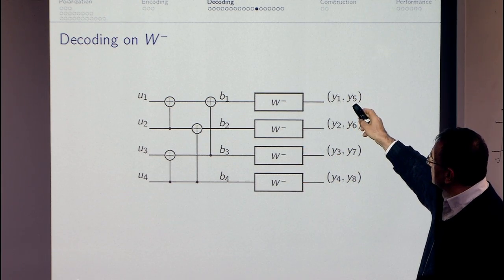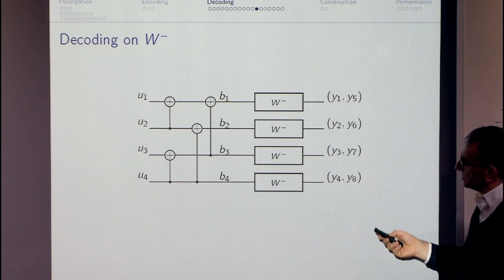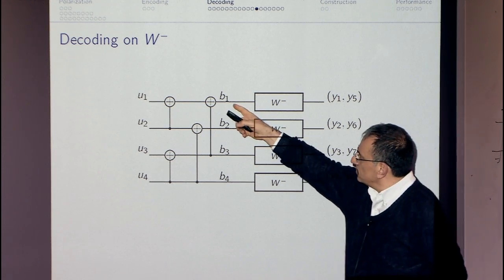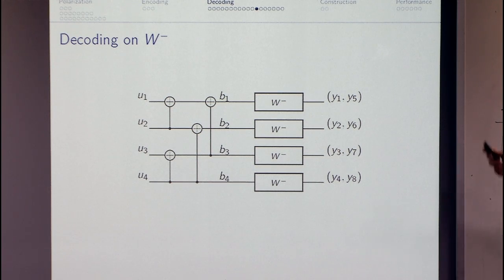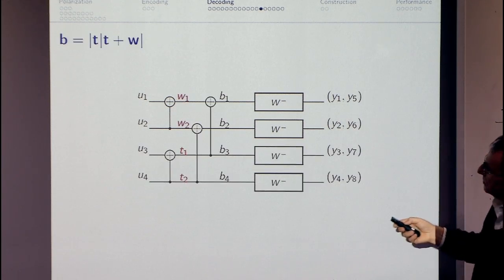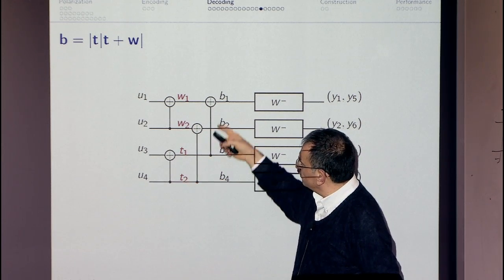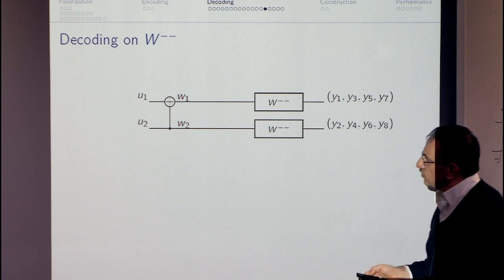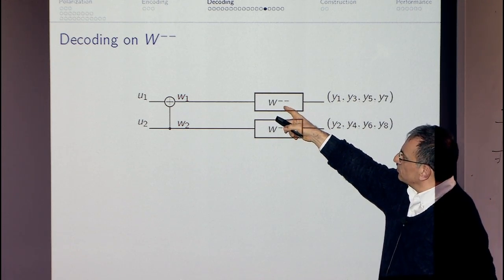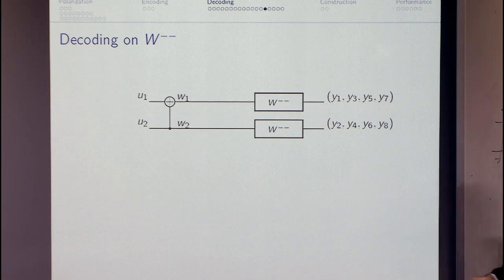So you use Y1 and Y5 as the observation. B1 is the input to a W minus channel, and you compute the log likelihood ratio for B1 to be 0 or 1. And you do it for all of these ones. And then you go on to, okay, now use B1, B2, B3, B4, and the U plus V structure here to compute the likelihood ratios for W1 and W2. So now W1 and W2 are effectively being sent over these channels, W minus minus.